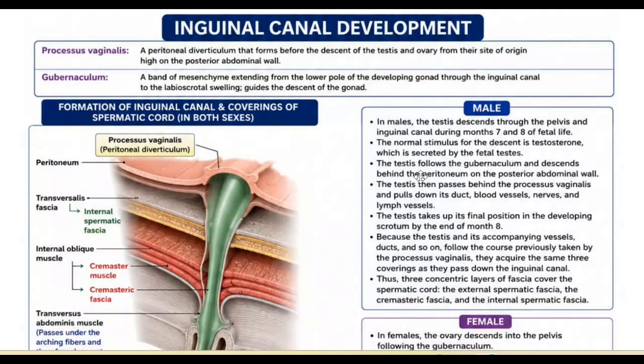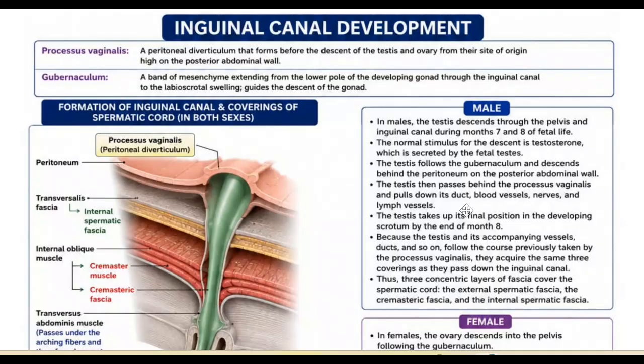In month 3 they are high, in the high abdominal part. Now in month 7 they are entering the inguinal canal, and in month 8 they are actually reaching the inside of the scrotum. The hormone responsible for the descent is testosterone, secreted by the fetal testes.